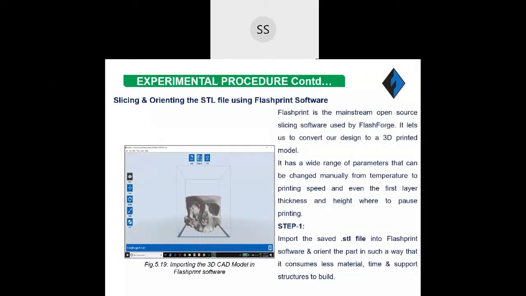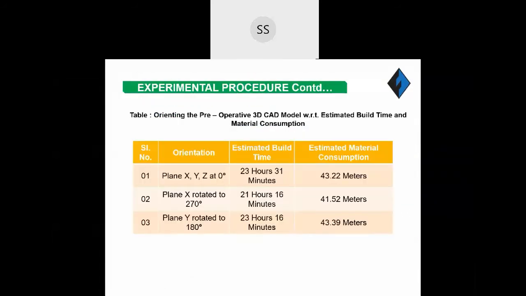Once you do that, you slice and orient the STL file using FlashPrint software. As we discussed yesterday in the process chain of 3D printing, before you print on the machine, you have to slice and orient the STL file using FlashPrint, with the proper layer thickness, etc.